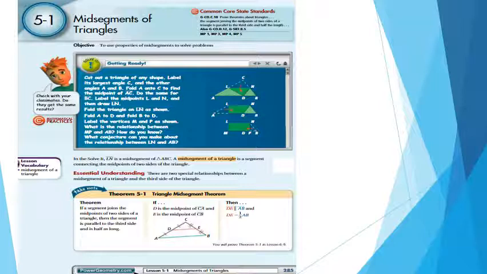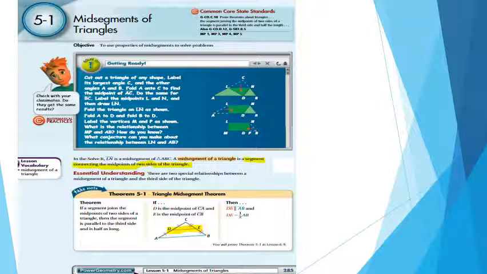Let's read the definition here of the mid-segment of a triangle. A mid-segment of a triangle is a segment connecting the midpoints of two sides of the triangle. So here DE, look at this triangle. DE, we call it what? We call it mid-segment. Why? Because here it's a segment connecting the midpoints of two sides of the triangle. So DE, we call it mid-segment.